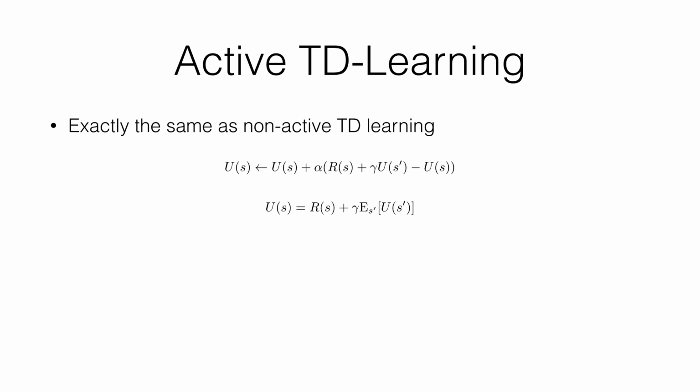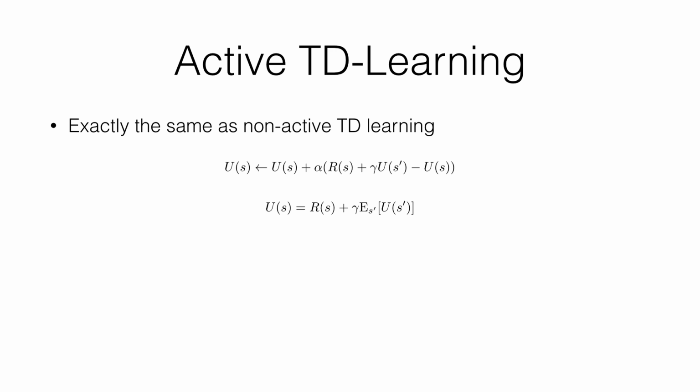So another variant of an active reinforcement learning algorithm is active TD learning. And the weird thing about this is that the TD value update, or the TD learning update, is exactly the same as the non-active TD learning update. Basically this happens because it doesn't really matter what action was taken.